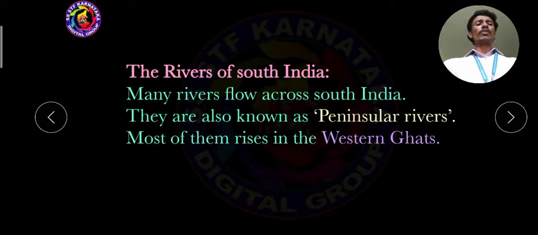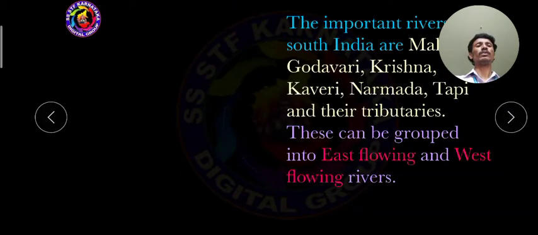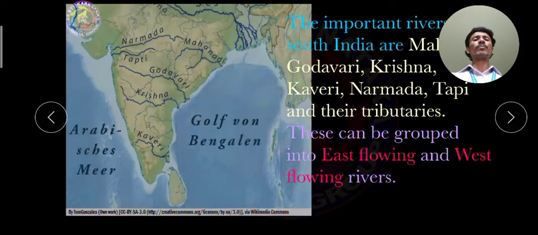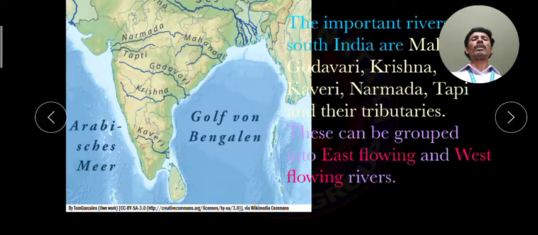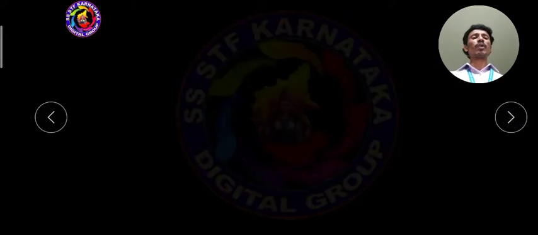Let's see what type of rivers mainly rise in the Western Ghats. The South Indian important rivers are Mahanadi, Godavari, Krishna, Kaveri, Narmada, Tapi and their tributaries. These can be grouped into east flowing and west flowing rivers. Look at the rivers mainly here. There is the Narmada River, Mahanadi River, Tapi River, Godavari River, Krishna River, and the Kaveri River also. These are all very important South Indian rivers divided into two parts. One is east flowing rivers, and another is west flowing rivers.